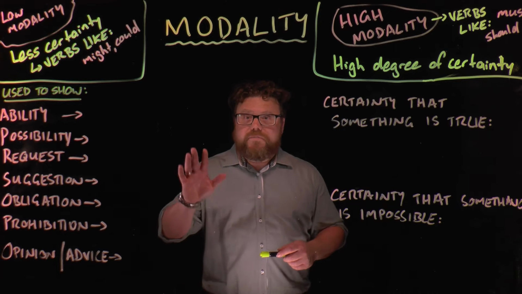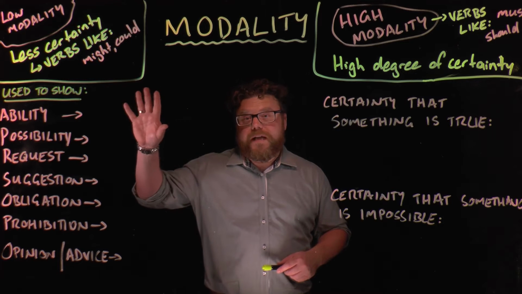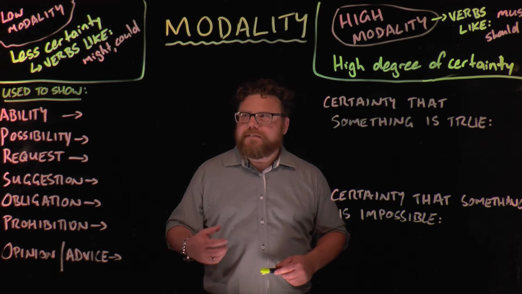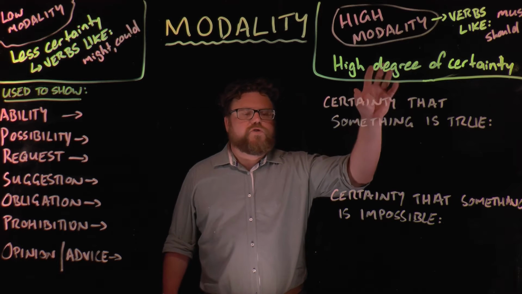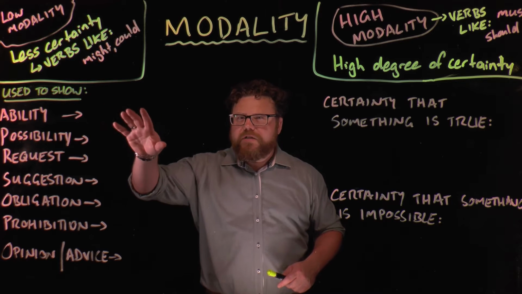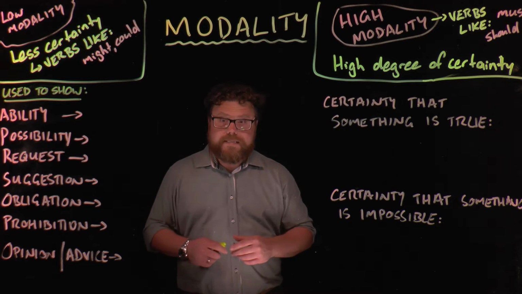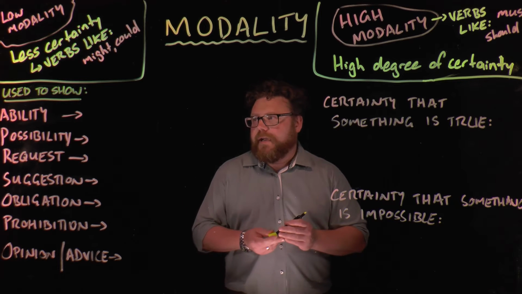And to remind you, when we're talking about modality, we're talking about the degree of certainty or obligation in what we're writing. We create high modality by using modal verbs such as must or should, whereas if we want to show that the modality is lower, that there's less certainty, we use modal verbs like might or could, for example. I wanted to take you through a few more examples to show you how this works in practice.